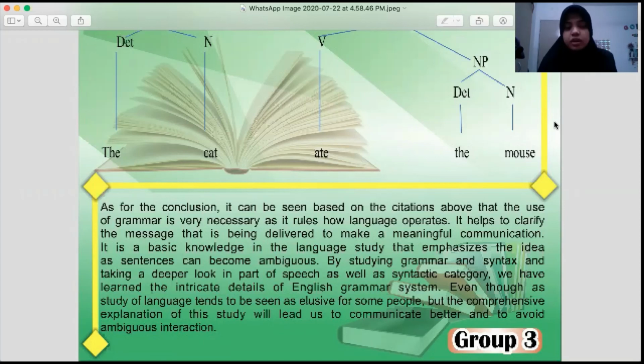Even though the study of language in general tends to be seen as elusive by some people, the comprehensive explanation of this study will lead us to communicate better and to avoid ambiguous interaction. So by this, we can have a more meaningful and in-depth conversation with people without creating confusion in the interaction itself. That's it from me.